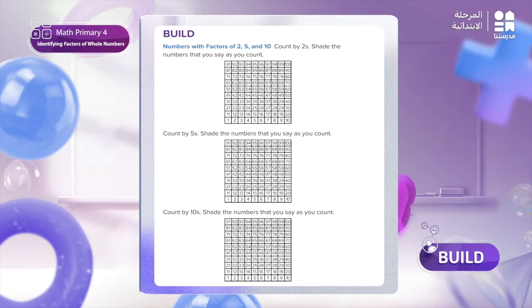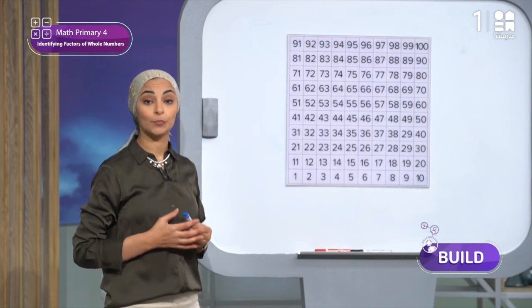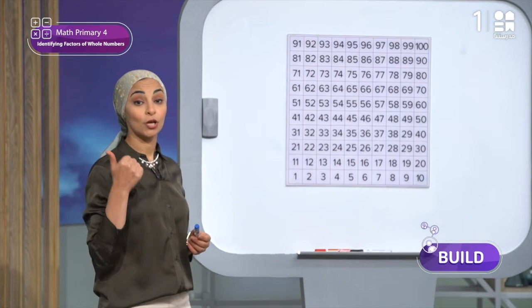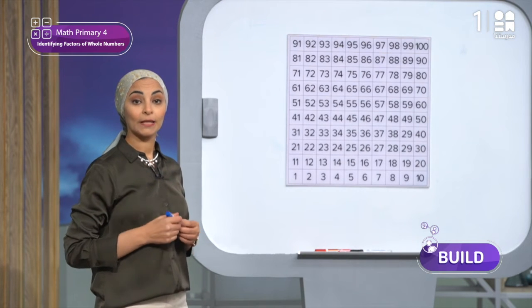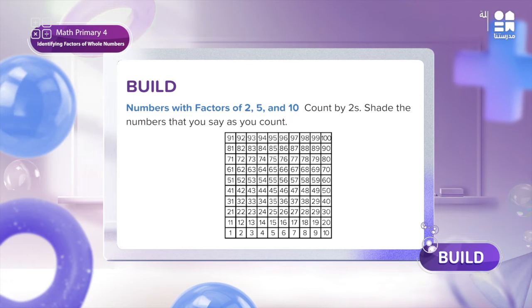And as you see here, we have a chart. In your school book, page 234, we have 3 models of the 100 chart, and we want to use it to explore the numbers with factors 2, 5, and 10. تعالوا نشوف مع بعض. Let's start with the first model. And we will skip counting by 2 لغاية ما نوصل 20.